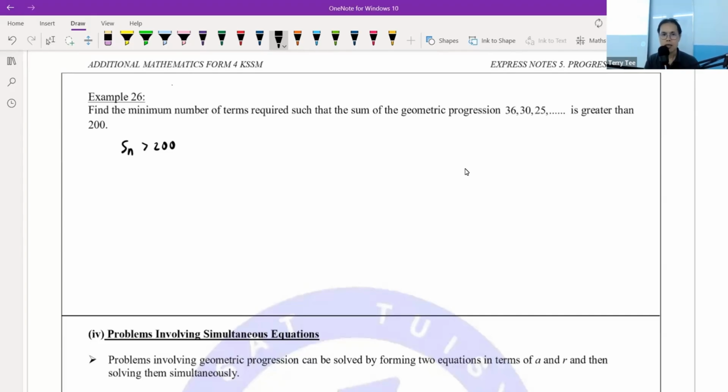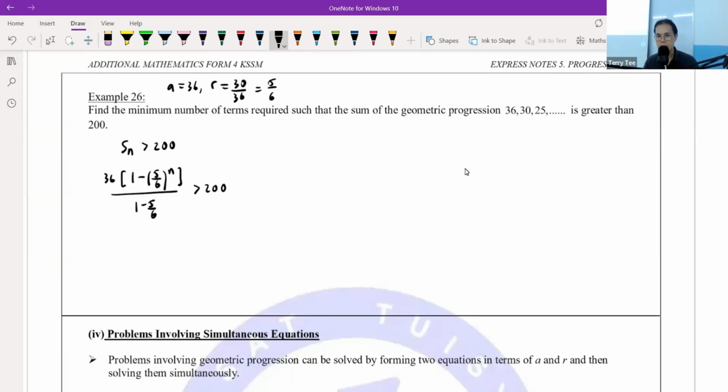Now remember, your A is 36. Your common ratio is 30 divided by 36. This is 5 over 6. So we can sub inside. Your A is 36, bracket 1 minus 5 over 6 power n, divided by 1 minus 5 over 6. The result is greater than 200.